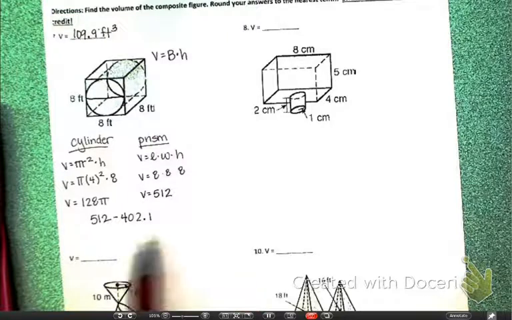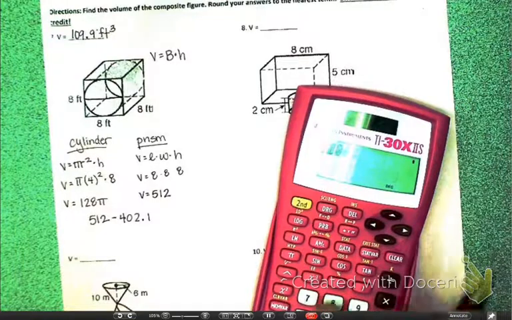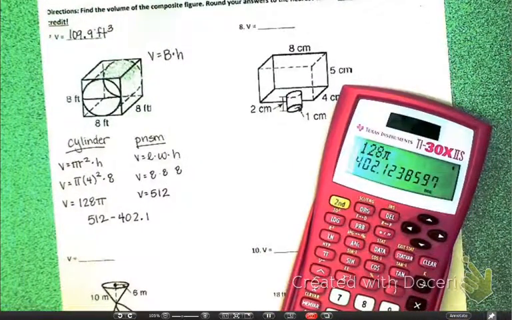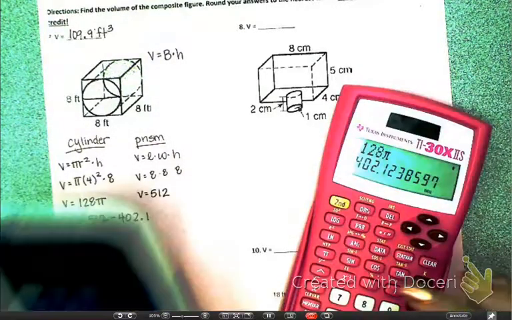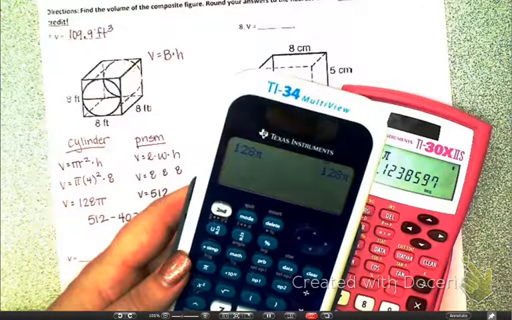How did I get the 402? So I did 128 pi in my calculator. Let me see. There we go. 402.1. So if you're getting, some calculators just give you 128 pi. They don't give it to you in decimal form. So you need to find the button.